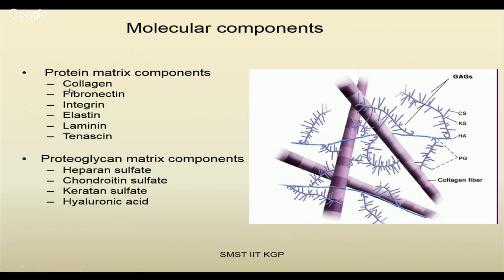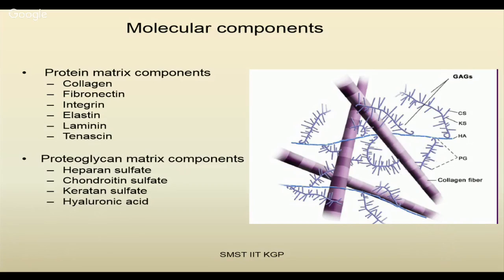One is collagen, which is, I think, the most important molecule. How many collagens are there? Anybody knows, doctors? There are 29 types of collagen. Collagen 1 is one type which is the most abundant in the human body, specifically in the bone. In the cartilage, we have collagen 2. In the skin, we have collagen 4 and collagen 7. So there are different types of collagens in different tissues.